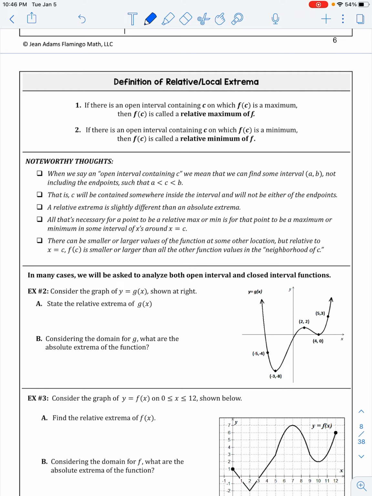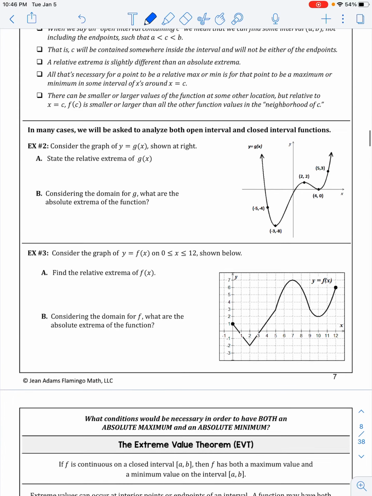A relative extrema is slightly different than an absolute extrema. All that's necessary for a point to be a relative max or min is for that point to be the maximum or minimum in some interval of x's around x equals C. There can be smaller or larger values of the function at some other location, but relative to x equals C, f of C is smaller or larger than all of the other function values in the neighborhood of C. So that's what I was trying to show you on that last example.